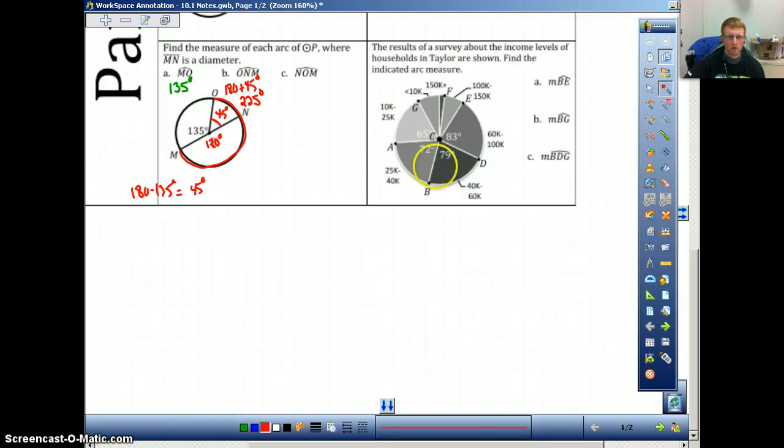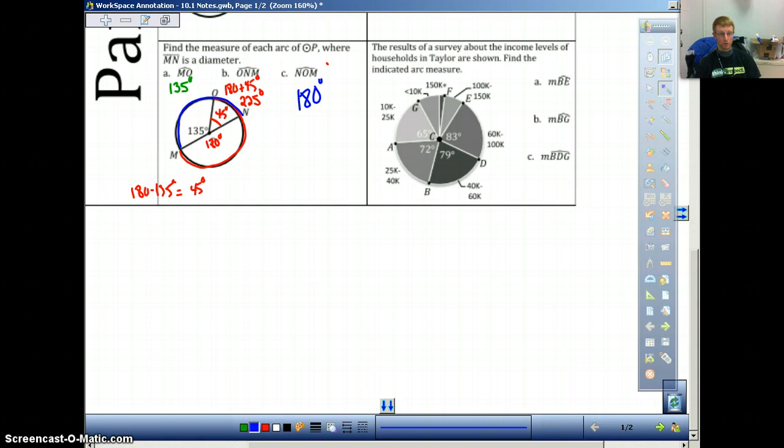Okay, so what I want you to do is try and do this last one on your own, and then hit pause, take a second to do it, and then just hit play when you're ready. Okay, so this should have been pretty easy for you, actually. It should be real simple, 180 degrees. All you have to do is be able to follow N to O to M. That is half the circle, because NM is the diameter, so 180 degrees is half the circle.